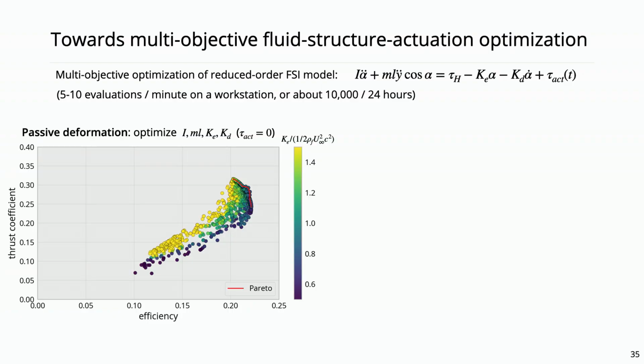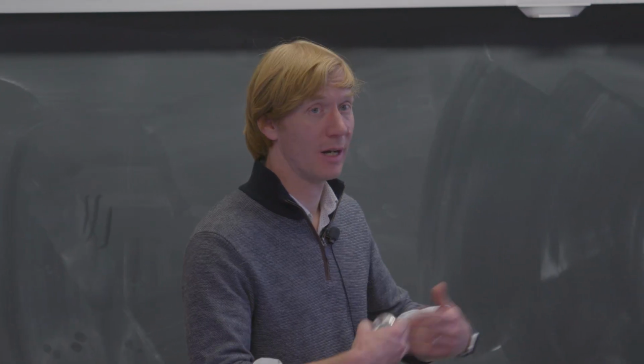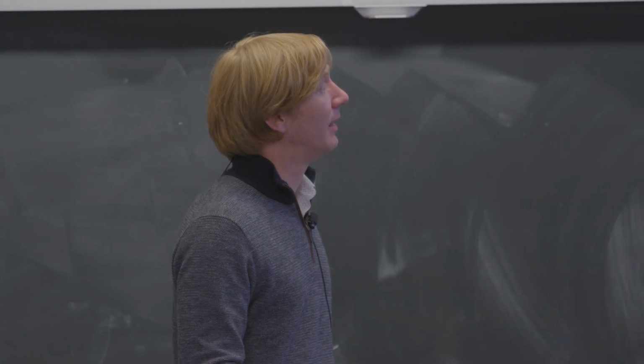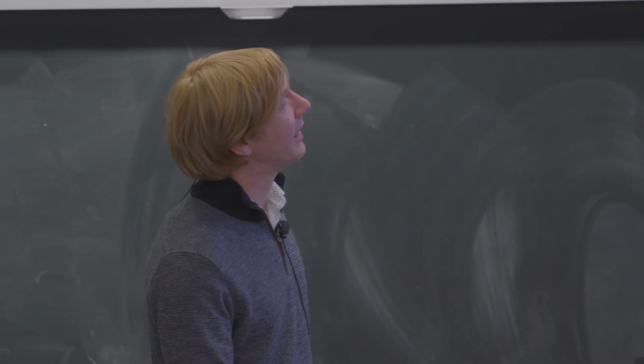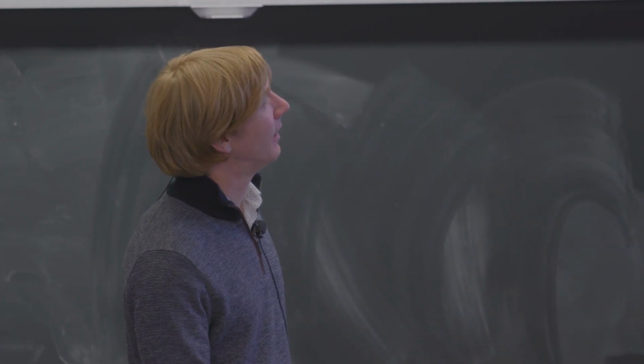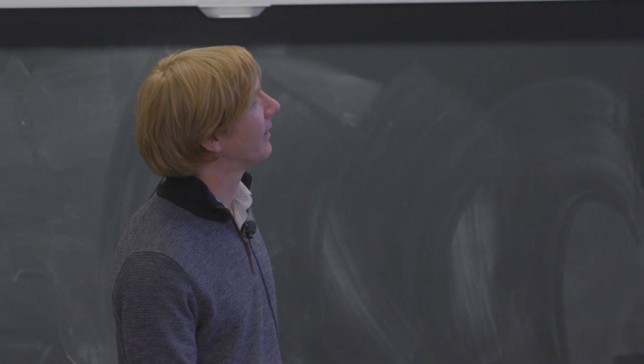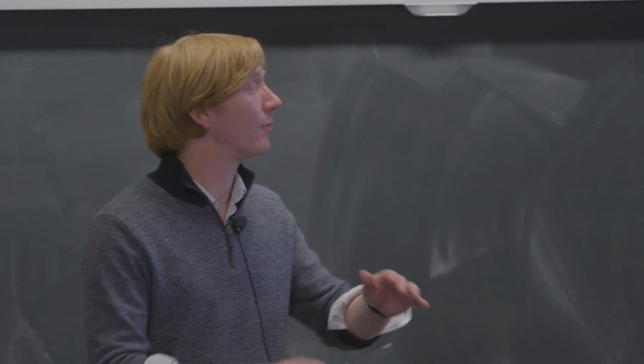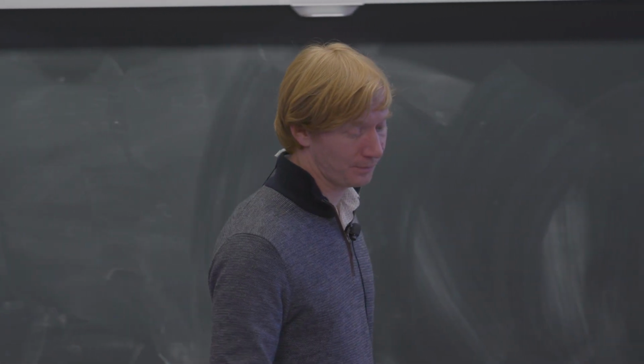So here's where I optimize for the purely passive deformation. We optimize the inertia and the distance of the mass distribution effectively, stiffness, damping, and no actuation. And we get a full Pareto front out of my 10,000 or so evaluations that come from a multi-objective optimizer. And we can see how this is colored by effective spring stiffness. And we can see how we can trade off thrust and efficiency, although the Pareto front is pretty narrow in this case.